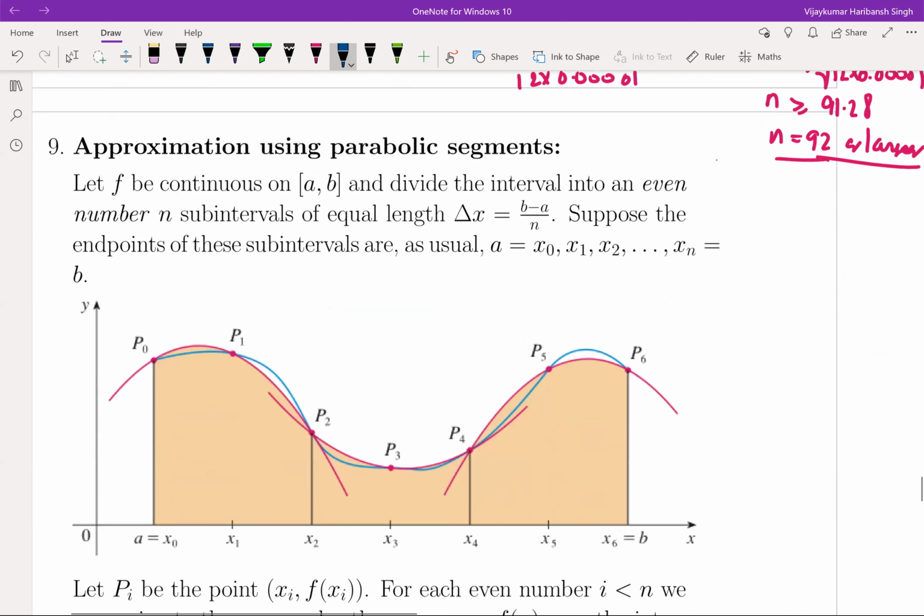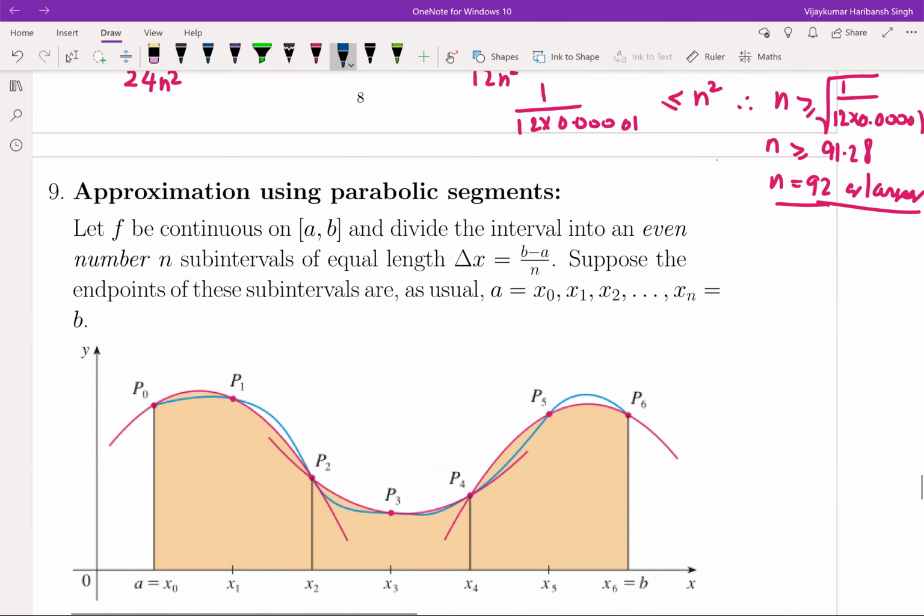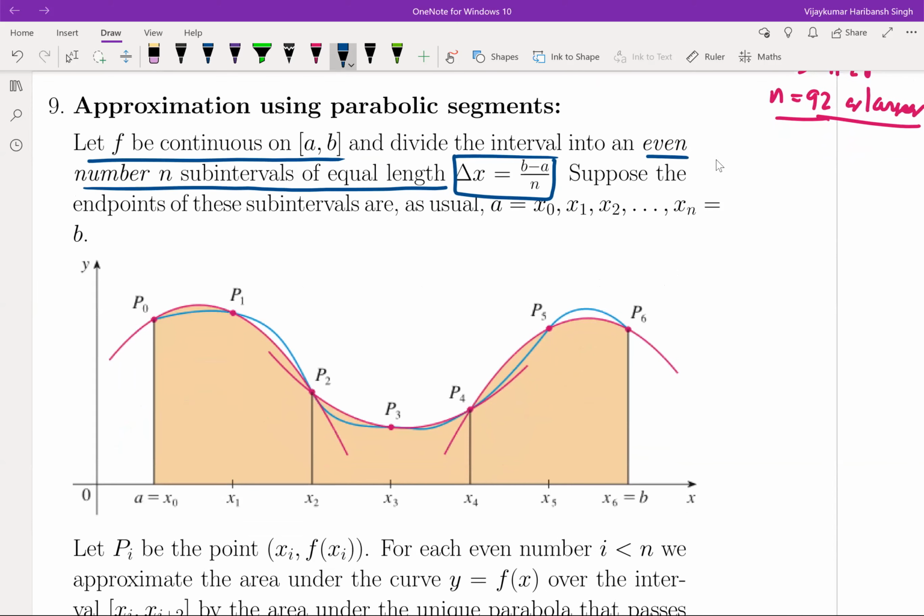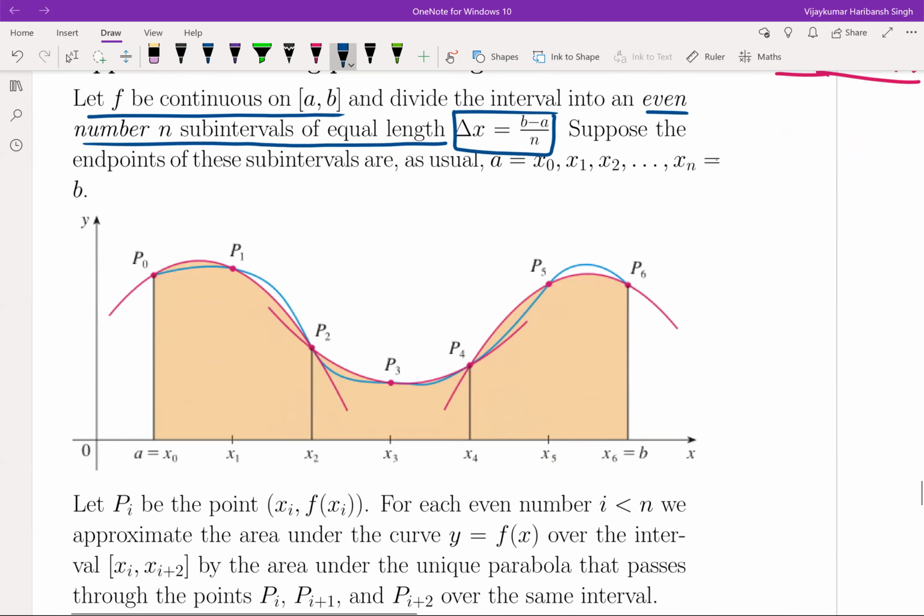All right, so now the next approximation is approximating using parabolic segments. Instead of making trapezoids and stuff like that, we do the following. Let f be a continuous function on a closed interval [a, b]. Divide [a, b] into an even number of intervals of equal length. Delta x is again (b minus a) by n, and these are the endpoints: x0, x1, x2, x3, and so on.